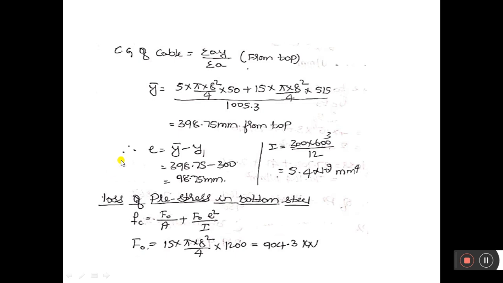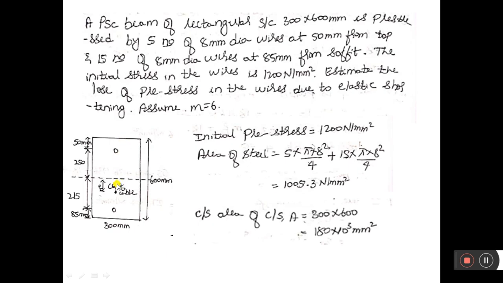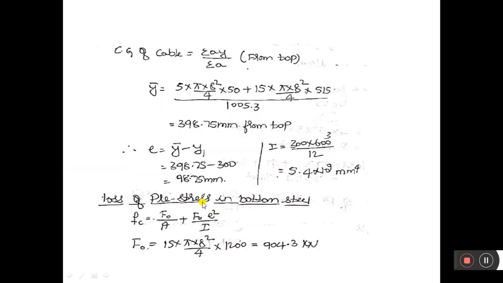Then what is eccentricity? E is equal to y bar minus y1. So from here to here it is y bar, that is the CG of the cable from the top fiber. Then I know from here to here it is 300. Therefore y bar minus y1, y bar minus 300, I will get the eccentricity E. So eccentricity E is equal to 98.75 mm.